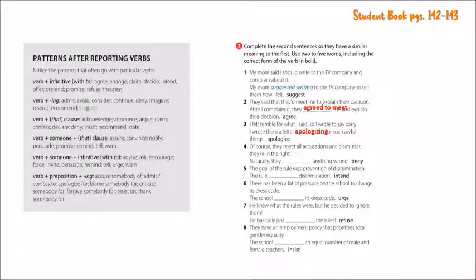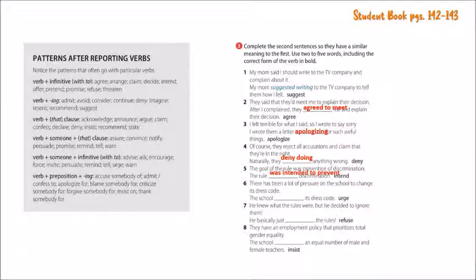Okay? Now, what about the next one, number 4? Of course, they reject all accusations and claim that they're in the right. So naturally, they blank anything wrong. Naturally, let's look for deny, doing anything wrong. The verb is with ing. Verb plus ing. What about number 5? The goal of the rule was prevention of discrimination. The rule what? Was intended to prevent discrimination.